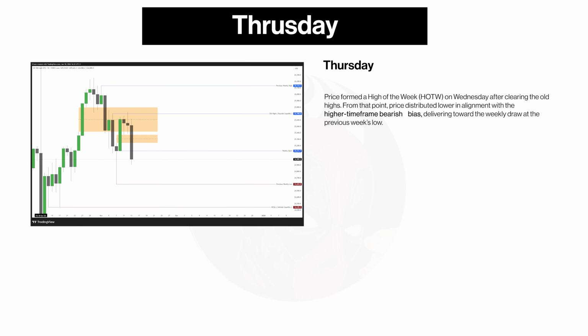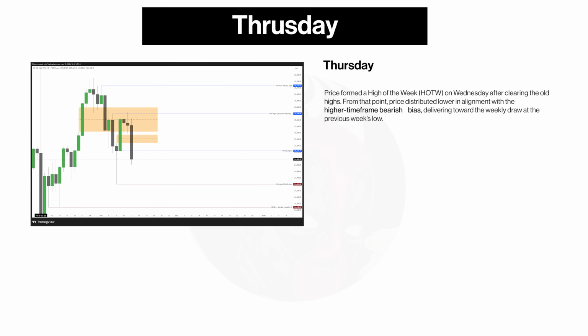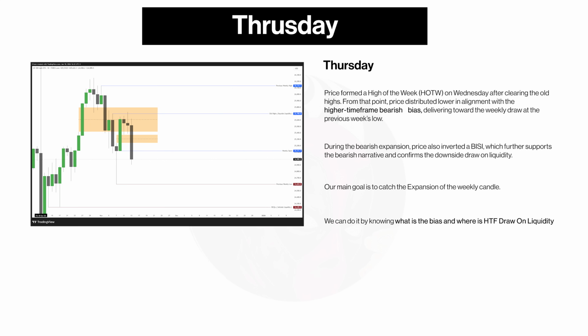Thursday, price formed the high of the week on Wednesday after clearing the old highs. From that point, price distributed lower in alignment with the higher time frame bearish bias, delivering towards the weekly draw at previous weekly low. During this bearish expansion, price also inverted a BC, which further supports the bearish narrative and confirms drawn liquidity. Our main goal is to catch the expansion of the weekly candle.